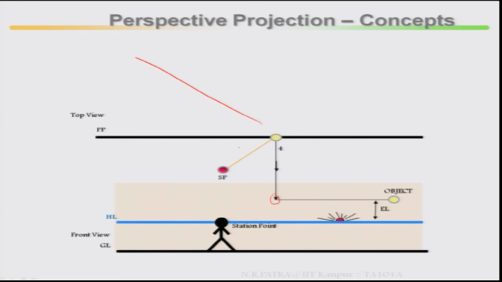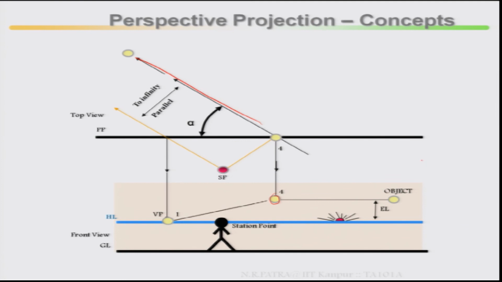Then you identify where your vanishing point is. From the station point draw a line parallel to this line, then where it cuts the picture plane, from that point draw a line where it intercepts your horizon line. That is called your vanishing point. Now you have your object line projected back, and this is your vanishing point, that means your end point, and in this line your object will be there, the reduced object.